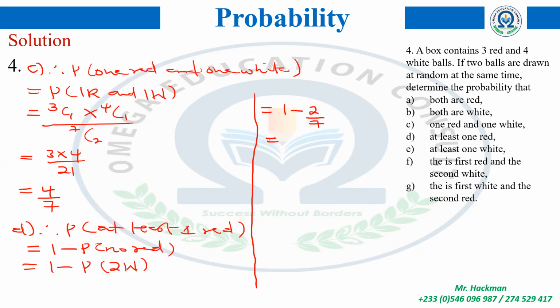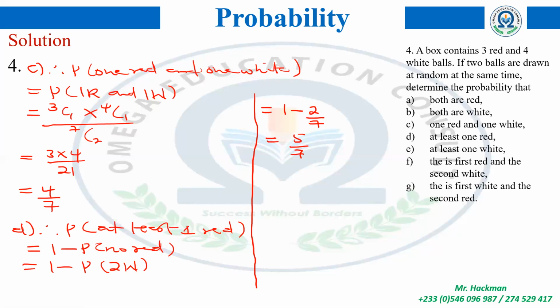Okay, so this in effect will give us 5 on 7. So this becomes the answer. Simplicity. All correct? Yes, please. Okay, so let's move on to the next one.